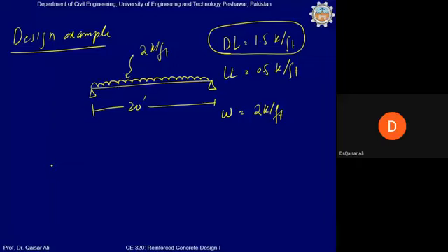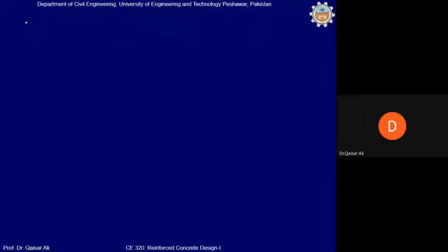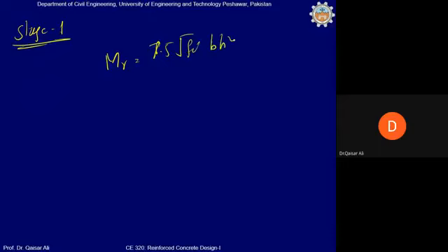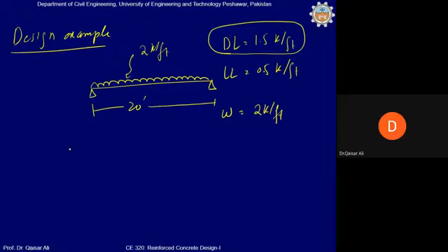Now you know that the resisting moment capacity corresponding to stage 1, design the beam corresponding to stage 1. So you know that MR is equal to 7.5 under root of f'c times b h squared divided by 6. Okay, the material properties are f'c 3 ksi and Fy is equal to 60 ksi. These are the specified material strengths.